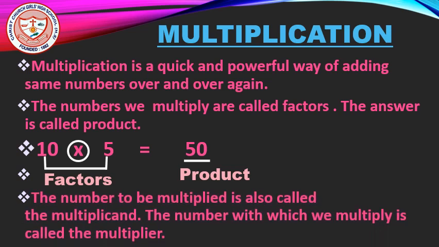The number to be multiplied is also called the multiplicand. So in this example, we can say 10 is a multiplicand and the number with which we multiply is called the multiplier. So girls, can you tell me which number is multiplier here? I think you are correct. 5 is the multiplier here. Clear?